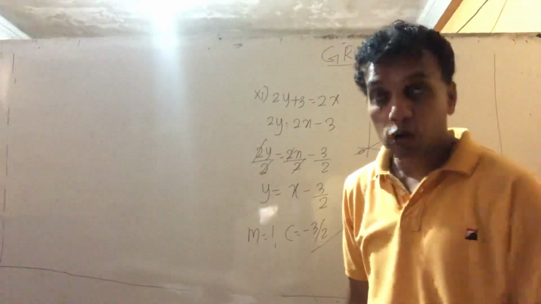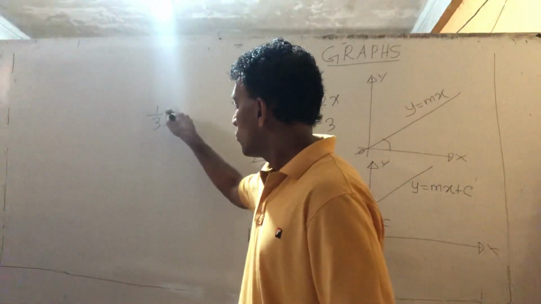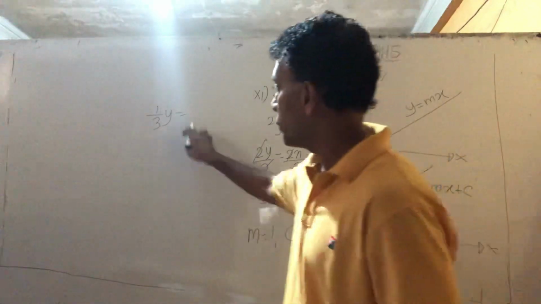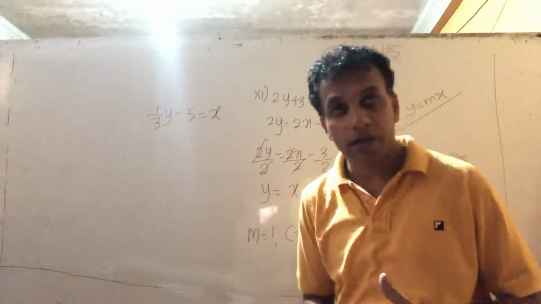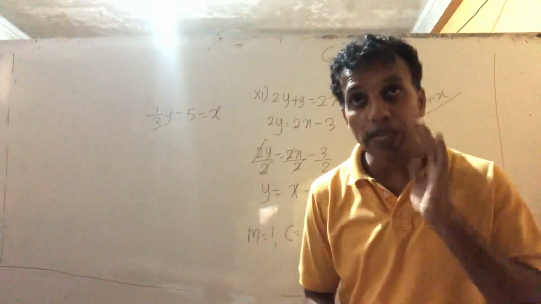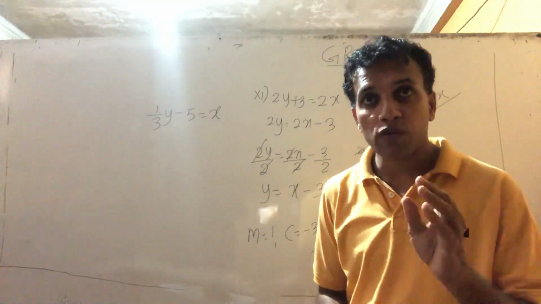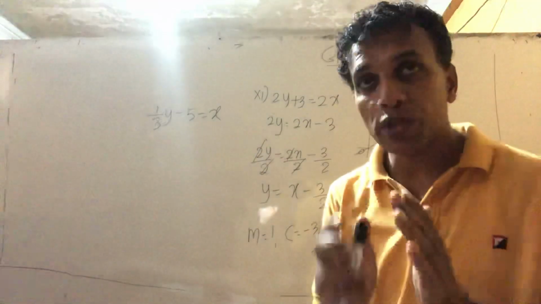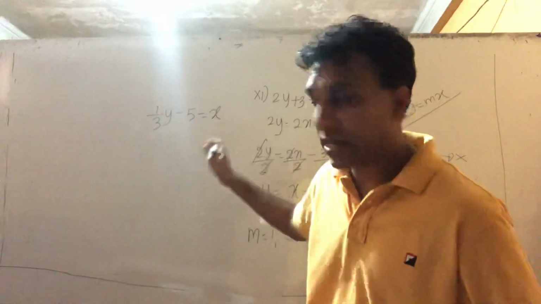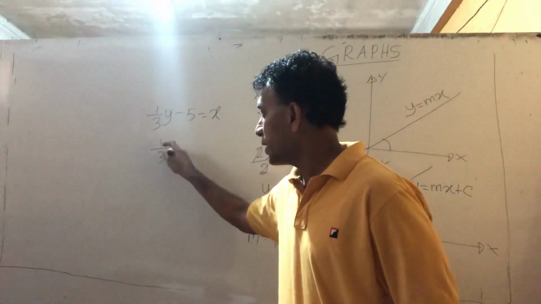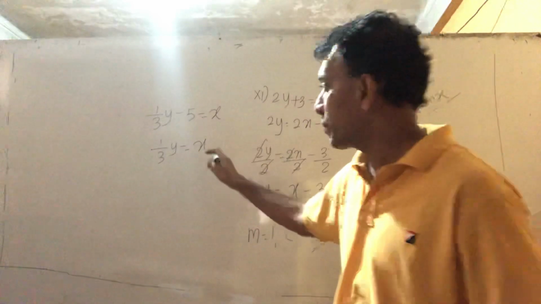Next, the last one from that book, problem 12. 1/3 y minus 5 equal to x. See, another complicated one. Rearrange and tell what the m value and c value are. So always you need y equal what? Therefore, very first, I take the minus 5 to this side. 1/3 y equals x, take the minus 5 to this side, plus 5.